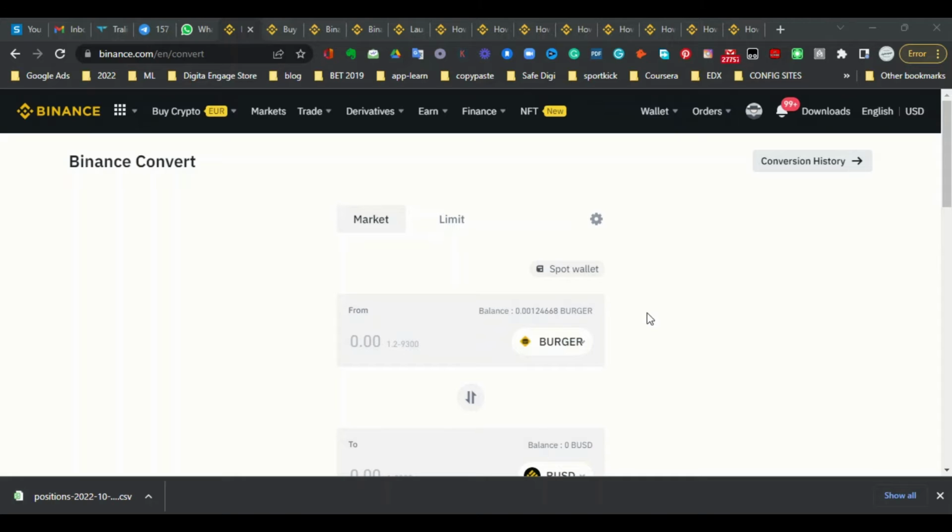Let's move on to getting familiar with Binance Convert. How to use Binance Convert. What is Binance Convert? Binance Convert is a service where users can transform the cryptocurrency they hold into another cryptocurrency. That is, convert the cryptocurrency they have into another cryptocurrency they don't have and they want to have in a matter of seconds.